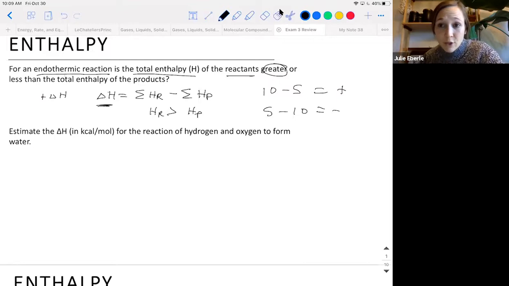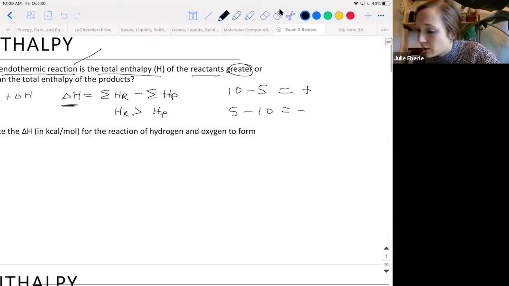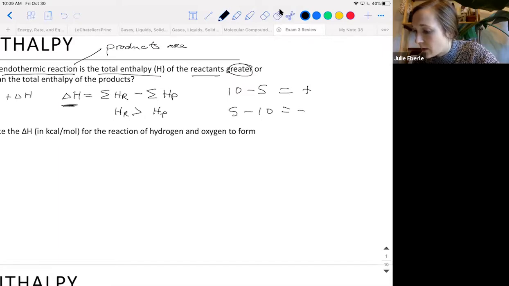If you're absorbing energy overall, then you have products with higher amounts of energy, okay? And if you're exothermic and you're giving off energy, meaning more energy is released than you're absorbing, then your products are more stable, okay? So for endothermic reactions, we'll just make a note here. Products are less stable, okay? U-A-B-L-E.